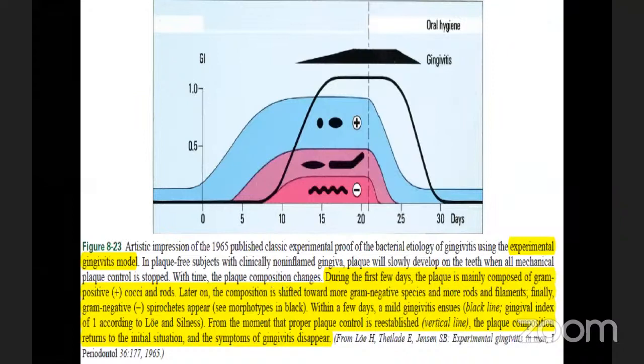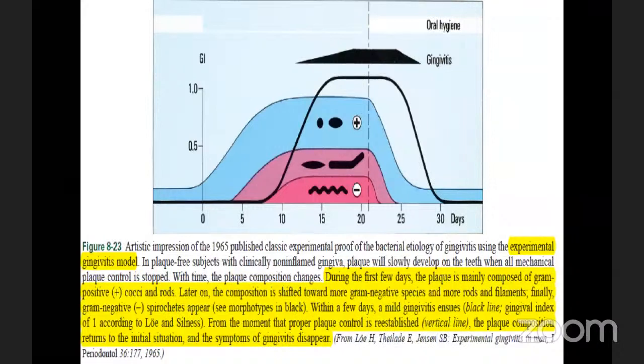We all know the bacterial etiology of gingivitis using the experimental gingivitis model. In this, plaque-free subjects are deprived of mechanical plaque control, and with time the plaque composition changes. During the first few days, the plaque is mainly gram-positive cocci and rods. Later on, the composition shifts towards gram-negative species, and then rods and spirochetes appear more.